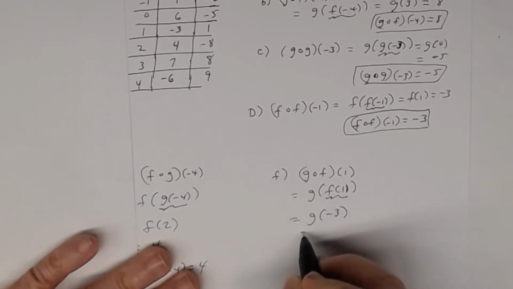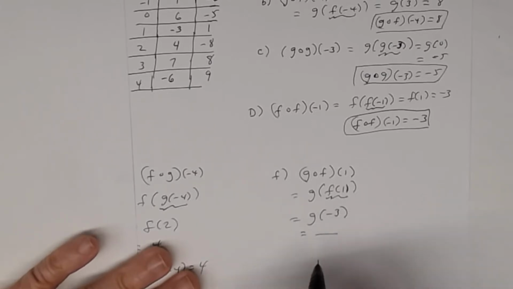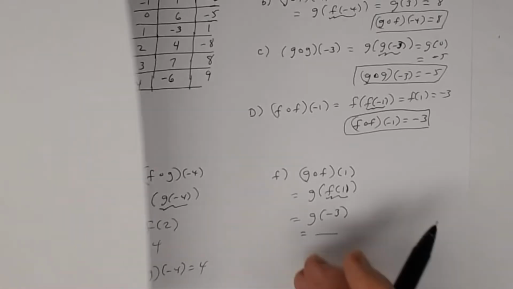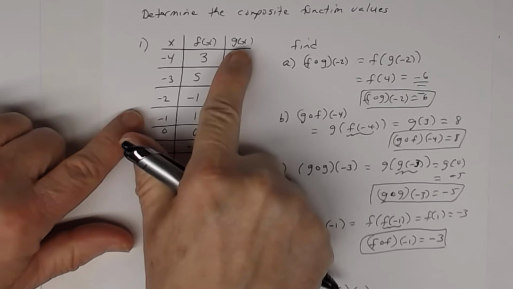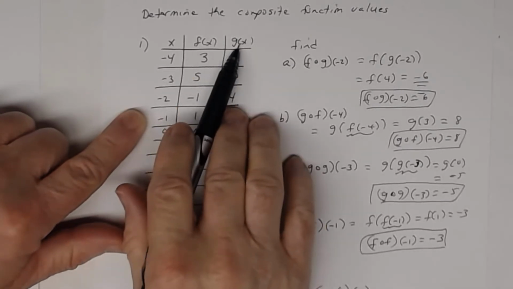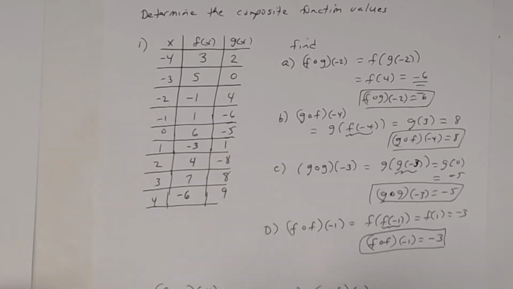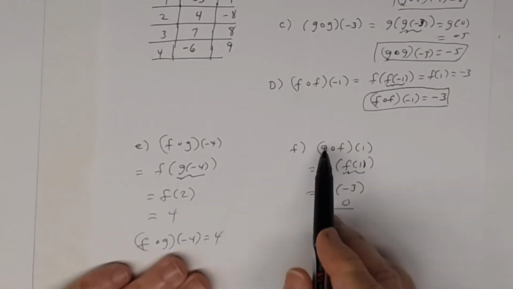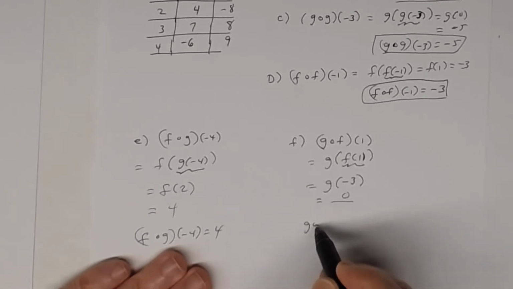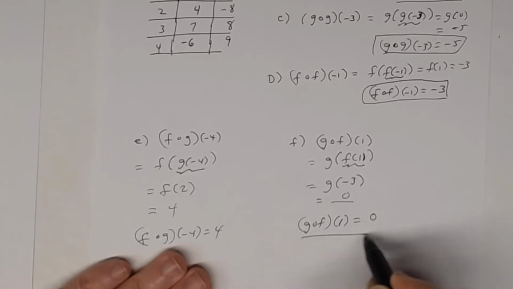And so now g of negative 3 is going to equal, when x is negative 3, what is my y value from the function g? So when x is negative 3, I locate negative 3, which is here. So here's my function g. g of negative 3 is 0. So remember, all these are equivalent. So therefore, you're going to say g composed with f at 1 is equal to 0.